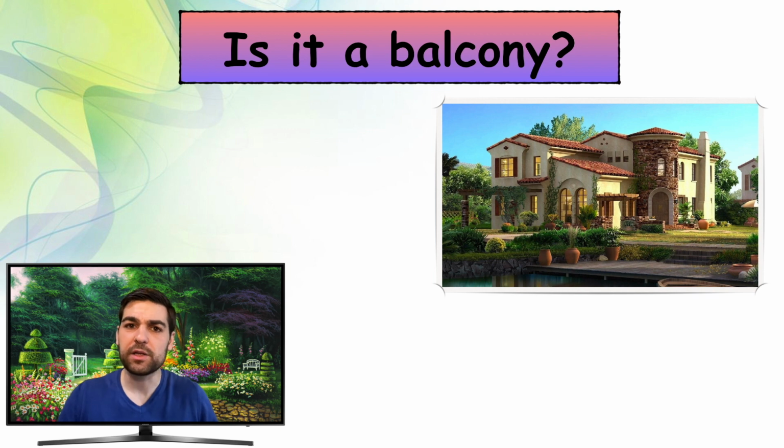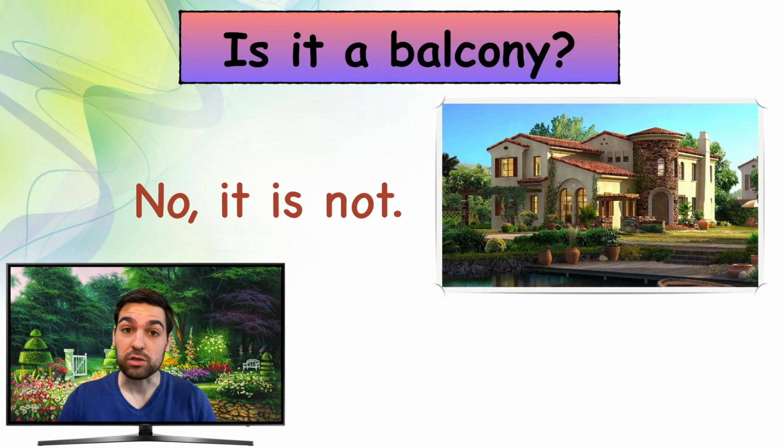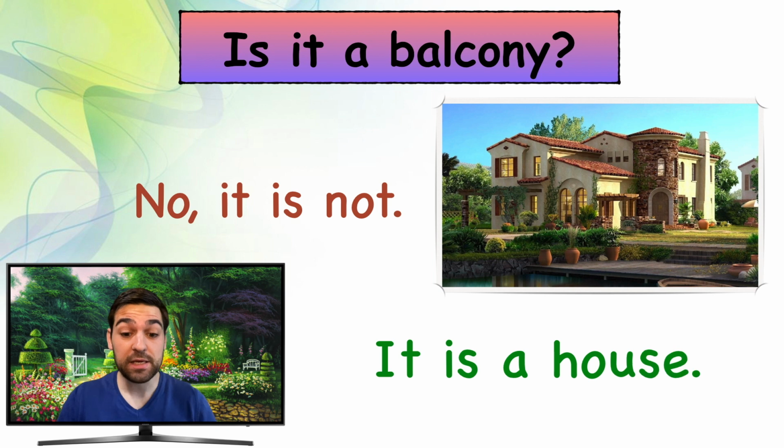Is it a balcony? Now look at the picture. Is it a balcony? No, it is not. So because the question has is it, the answer has to be it is. So we use the same words. Is it a balcony? No, it is not. So what is it? It is a house. Very good. It is a house.